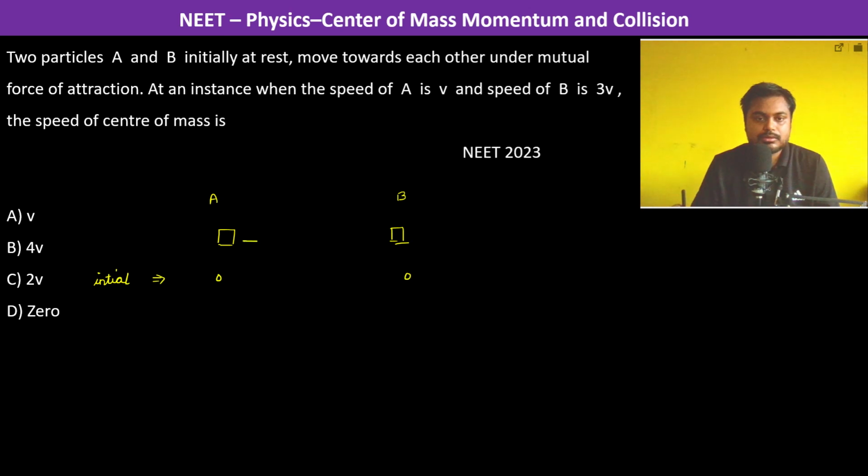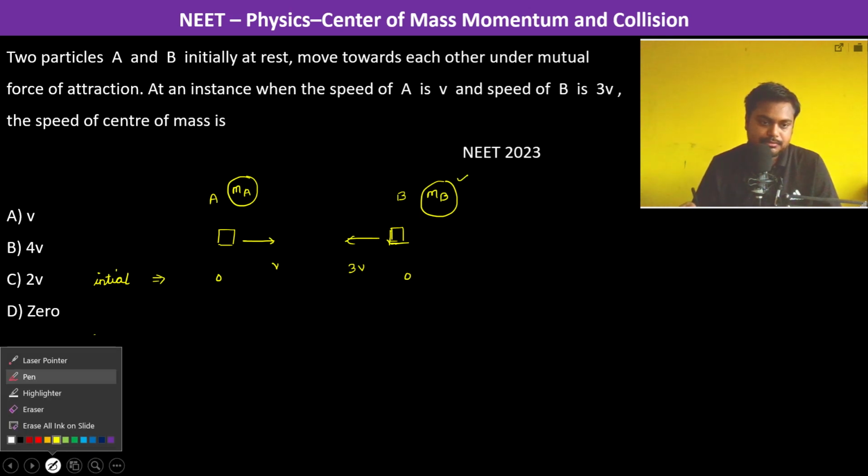So they are moving towards each other with velocity v, and this is velocity 3v. By conservation of momentum, let this mass be ma and let this mass be mb.